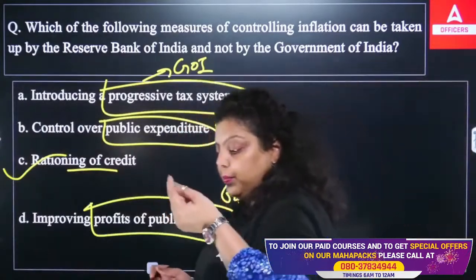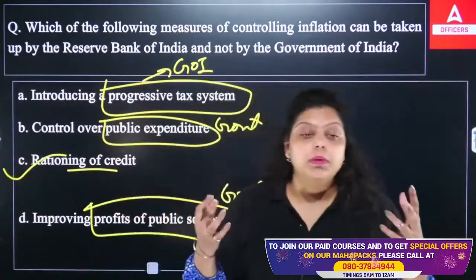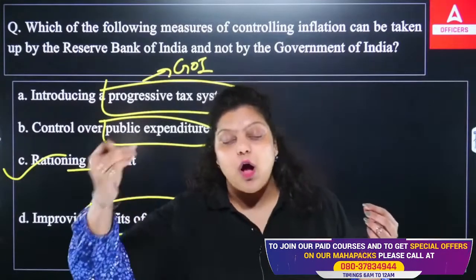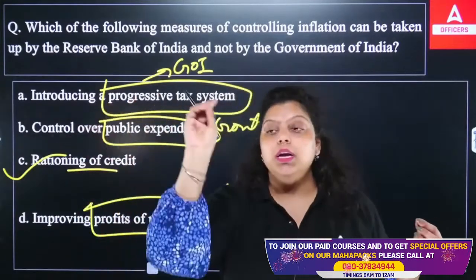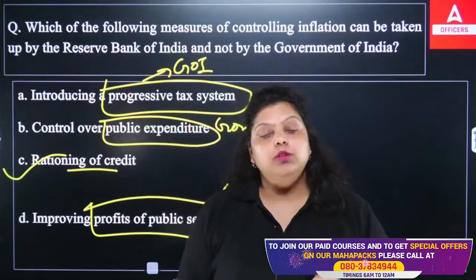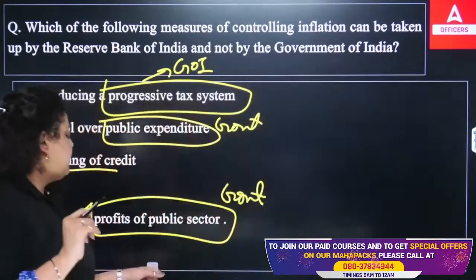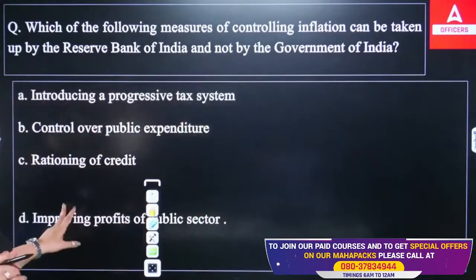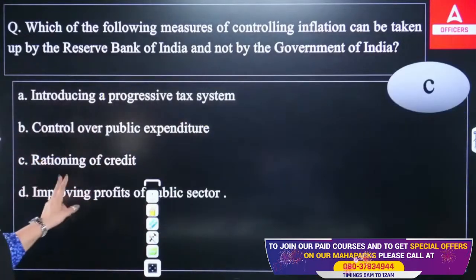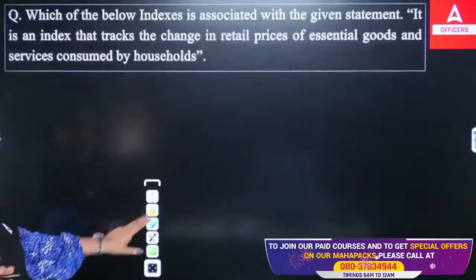It also decides what down payment you are allowed to take in the case of what type of loan, and how many installments you can make in the case of a loan. All this will be done by RBI, and that is known as rationing of credit. So the right answer will be option C. This is the measure that RBI takes.